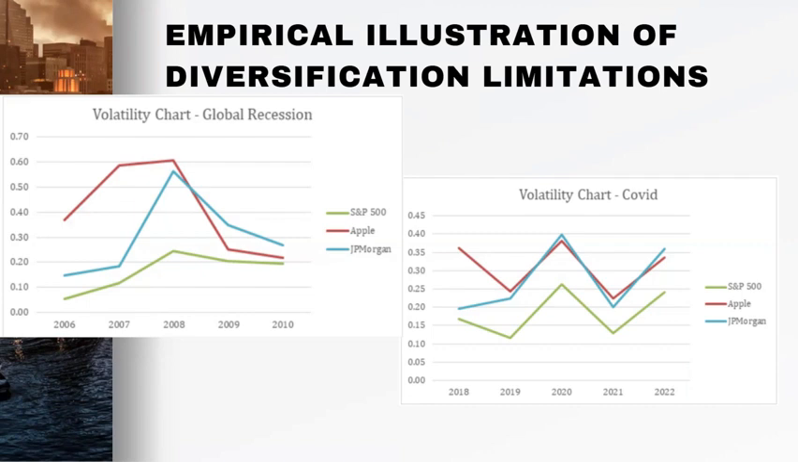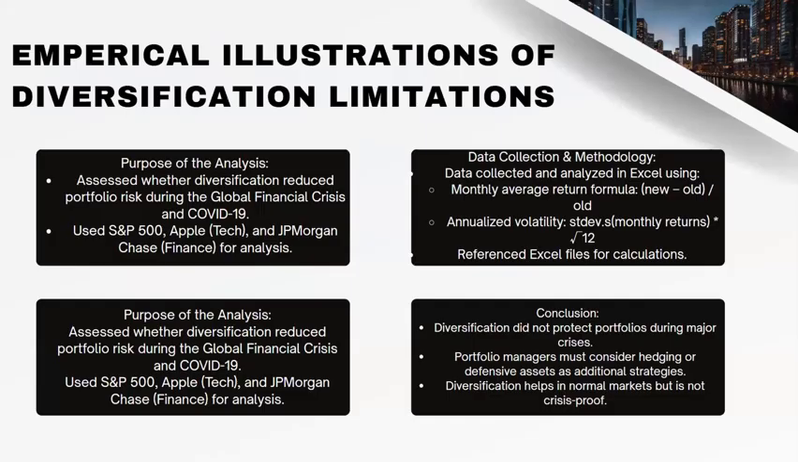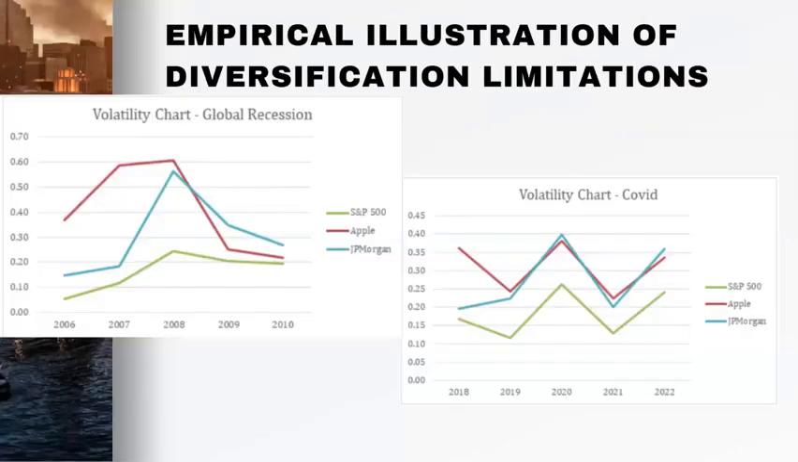The S&P 500 is a broad representation of the overall US market, and Apple is a part of the technology sector, as we may know, and JP Morgan is a part of the financial sector. For data collection, we used Excel to record and accurately calculate the data. We got the data from Yahoo Finance. The main formulas we used were to calculate the monthly average increases, and then the standard deviation.